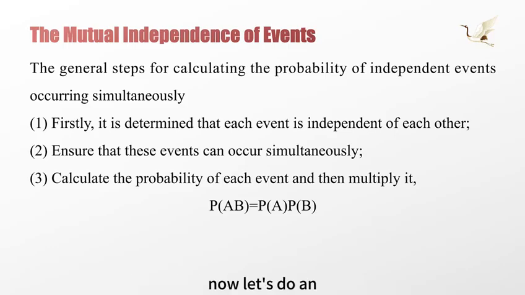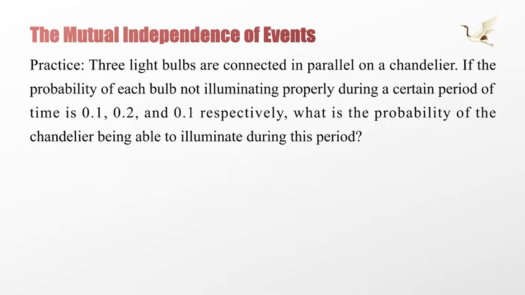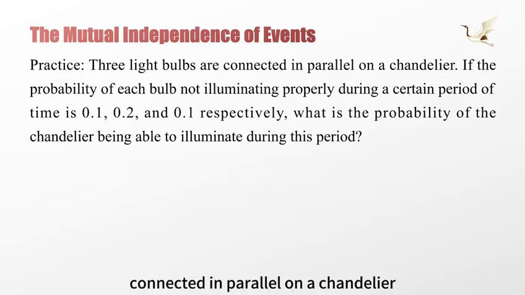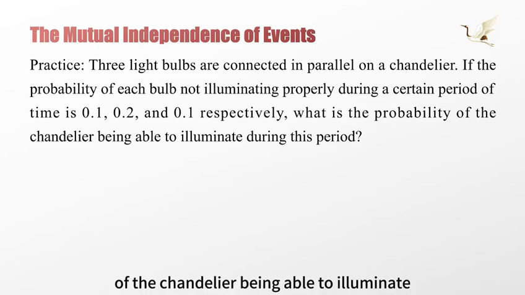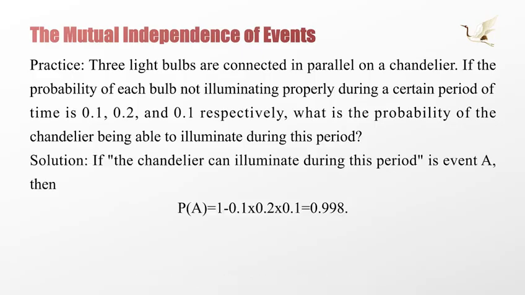Now let's do an exercise. There are 3 light bulbs connected in parallel on a chandelier. If the probability of each light bulb not illuminating properly during a certain period of time is 0.1, 0.2, 0.1, then what is the probability of the chandelier being able to illuminate during this period?